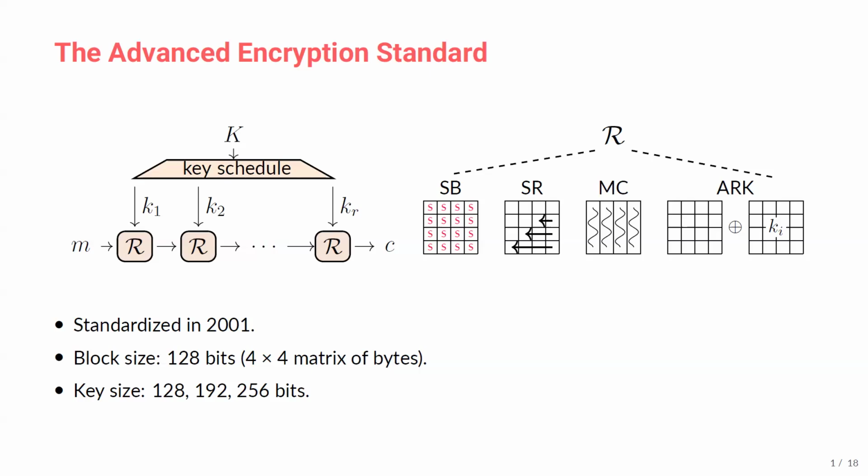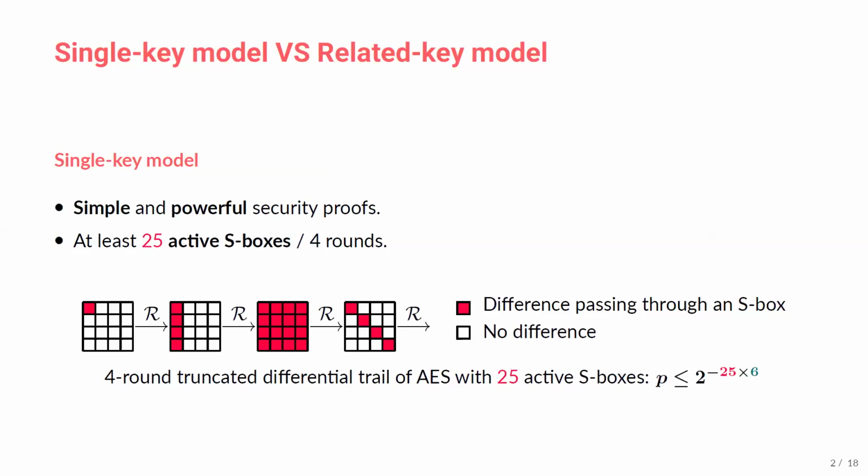Also note that there are 3 versions of AES for 3 different key sizes. The AES was designed with mathematical arguments to resist linear and differential attacks. It is very easy to have a simple proof that every 4-round differential trail has at least 25 active S boxes. And since the maximal differential probability of the AES S box is 2 to the minus 6, this directly proves that every trail has a low probability.